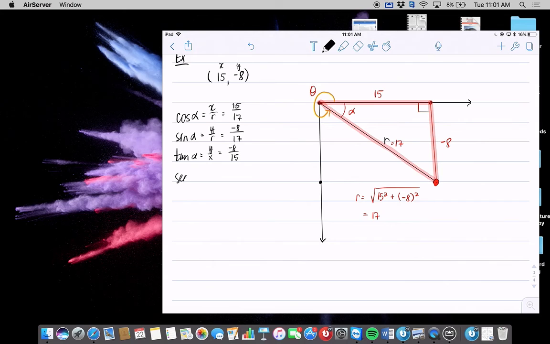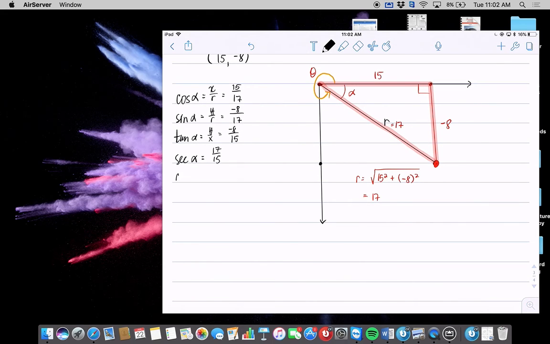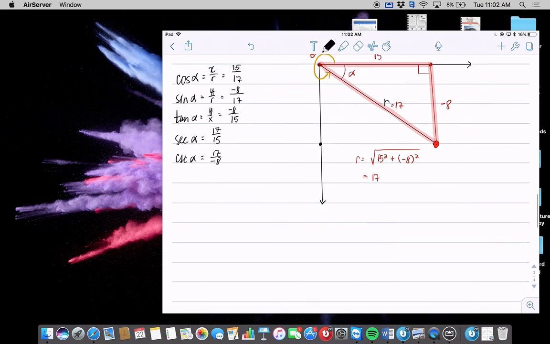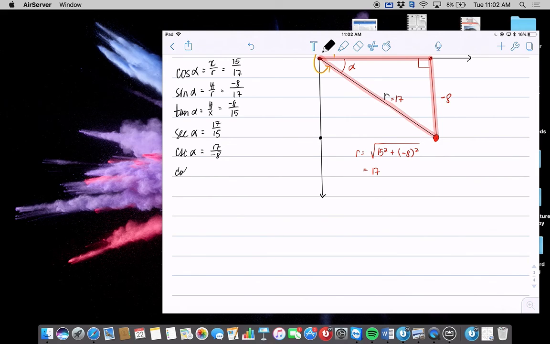Then we're going to go ahead and have secant of alpha. Remember, secant is the reciprocal of cosine. So I'm just going to take what I got for cosine and get the reciprocal. So it should be 17 over 15. And then cosecant is the reciprocal of sine. So I should have 17 over -8. And lastly, of course, we have cotangent of alpha. And cotangent of alpha is going to be the reciprocal of tangent. So we have 15 over -8.